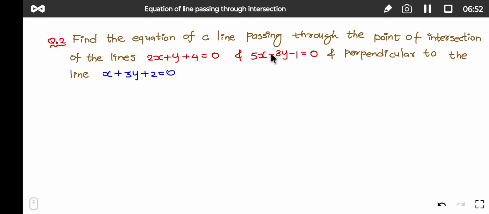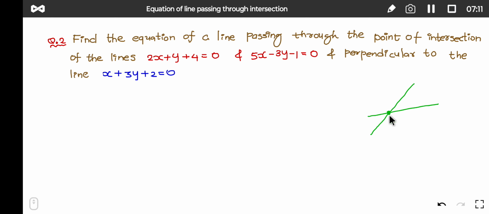Find the equation of a line passing through the point of intersection of the lines 2x plus y plus 4 is equal to 0 and 5x minus 3y minus 1 is equal to 0. So those two lines are intersecting lines. Let's say like this. So this is the intersection point, and we have to find out the line which is passing through this intersection point. Okay, so let us consider our line is passing through like this from the intersection point.